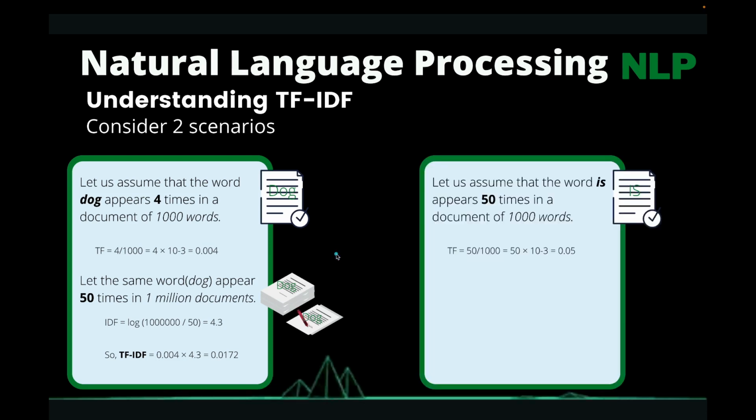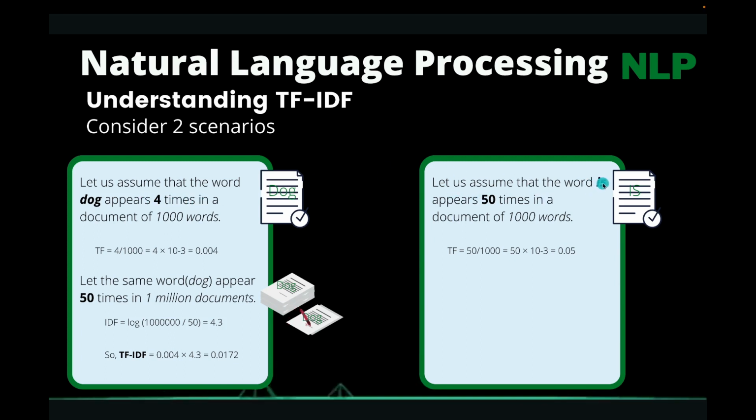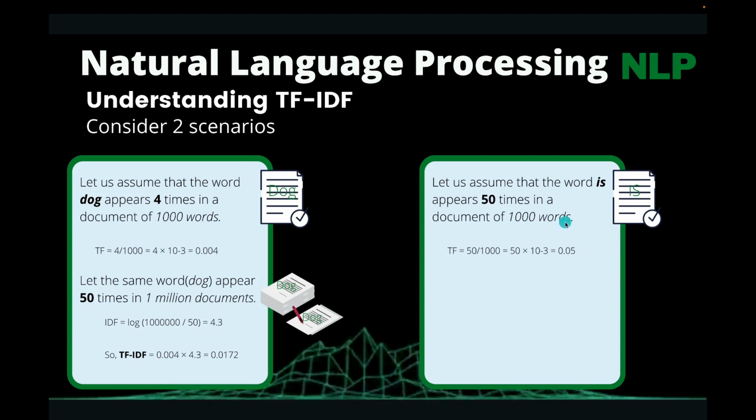Now let's consider another scenario here. Let us assume that the word, so here we are considering the word "dog", or the term "dog". Now the term "dog" was appearing 4 times. In this case we are saying that the term appears 50 times in a single document which contains 1,000 words. So if we want to calculate the TF just like we did over here, it's going to be 50 divided by 1,000, and when we work it out, we're going to have 0.05.